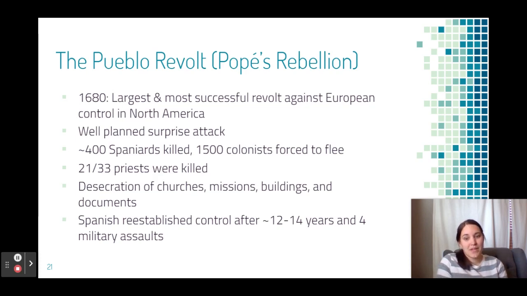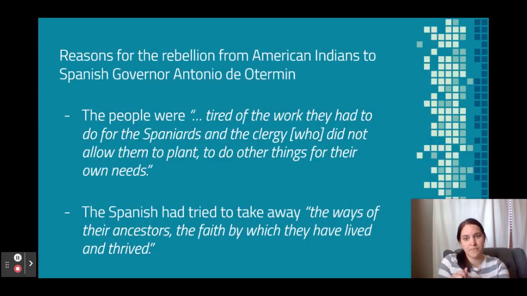And what ended up happening is that the Spanish ended up being removed from the region for about 12 to 14 years. It took them quite a bit of time to end up retaking back the area. And we're talking about the American Southwest here. So here's responses about why American Indians engaged in this rebellion.